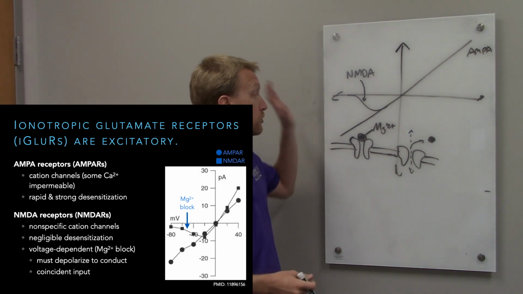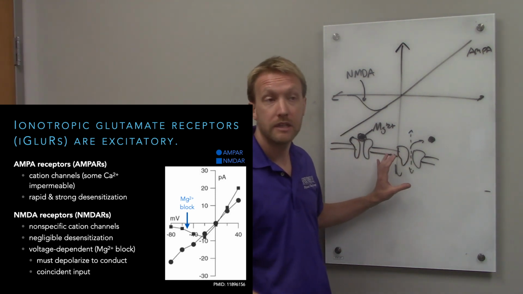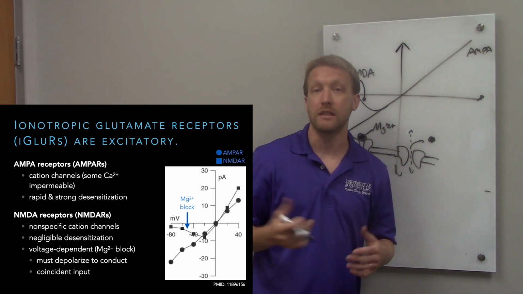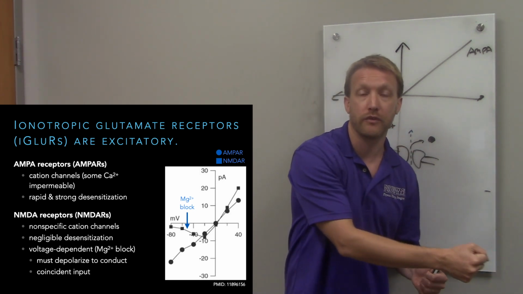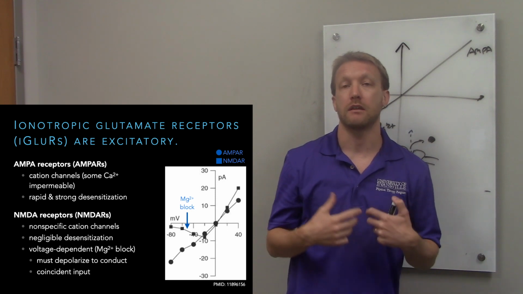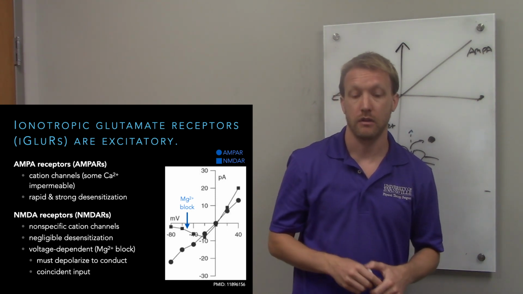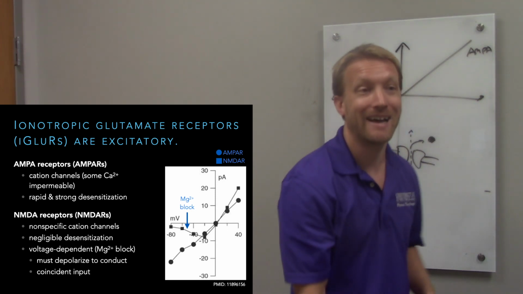So in order for glutamate to generate an NMDA current, I have to already be depolarized. So I must have already had some form of input. That's why we say it detects coincident input, when two inputs coincide.